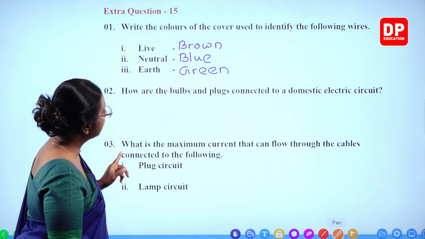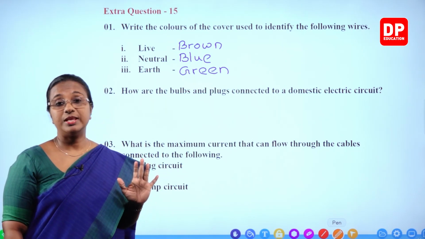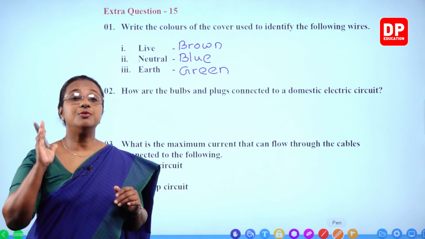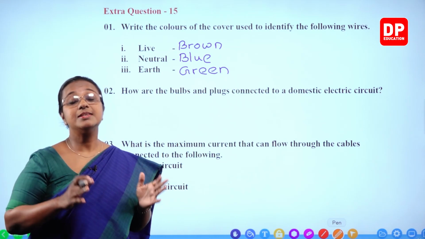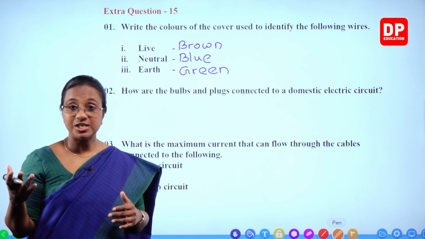Then, the second part of the question. How are the bulbs and plugs connected to a domestic electric circuit? You all know how they are connected. They are connected in a parallel manner so that you can operate each of the bulb and the electrical appliance separately. And also I have explained about the potential difference.